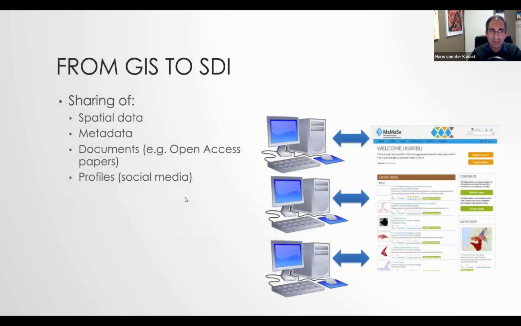Because these open standards or APIs exist, we can link our desktop GIS software and apps and services to such an SDI. And we use it for sharing spatial data, also for reading the metadata. And we can use SDIs also to share documents. And we can even manage users on such a system, so with their profiles, you can see what they've uploaded, and you can discuss and engage with each other.